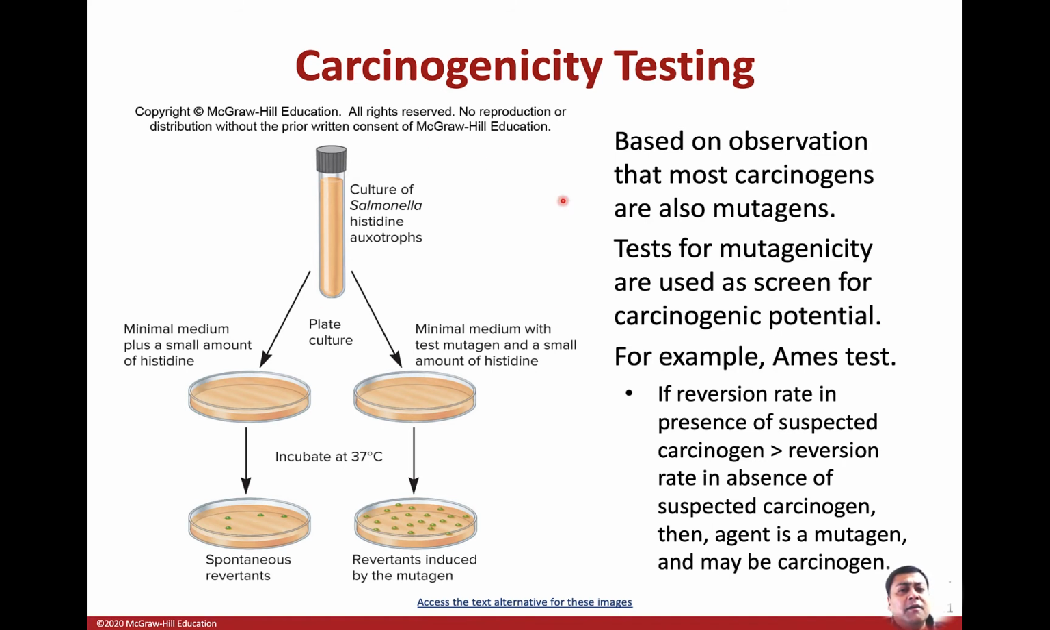This was discovered by Bruce Ames, and it's a very classic test to identify a potential carcinogen. Based on the observation, remember that most carcinogens are also mutagens. Mutagens mutate the DNA, and that can lead to carcinogenicity. Now, why do we do this test in bacteria?